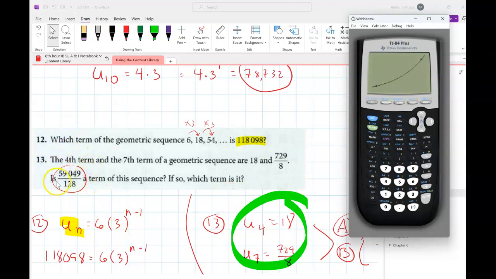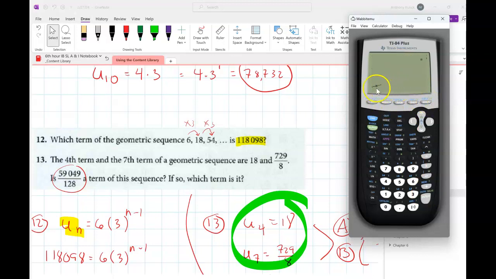Now what I want to do is see where y equals 59,049 over 128 intersects this thing. So I'm going to go into my y equals, and I'm going to change this to 59,049 over 128. Everybody's okay there? And before I hit graph, I'm just going to see what that number is about. So 461, okay.